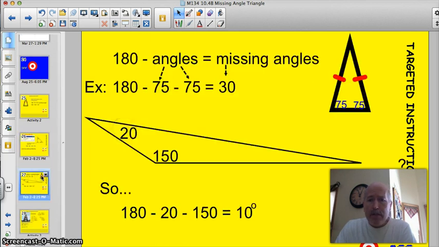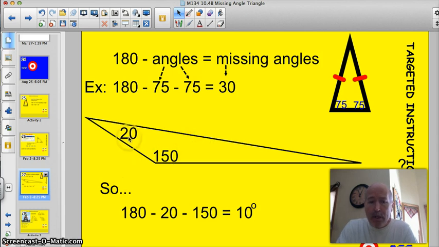All right, here's our first example tonight. And for each of the examples, I've included that original example that we worked on right up here, my 75, 75, and how we found that this was a 30 degree angle. That's just a kind of a helper.